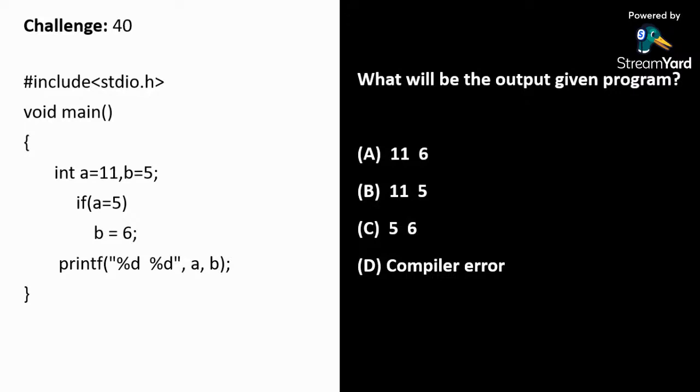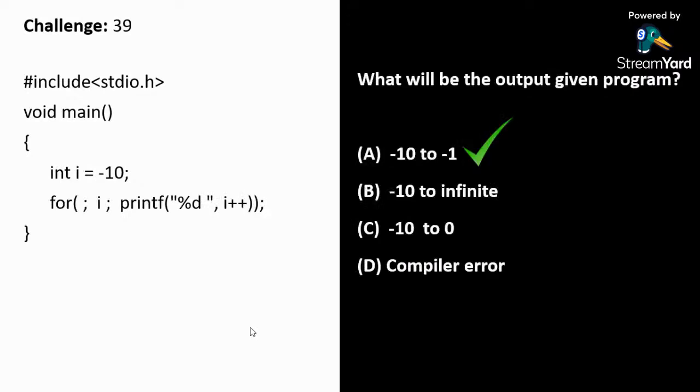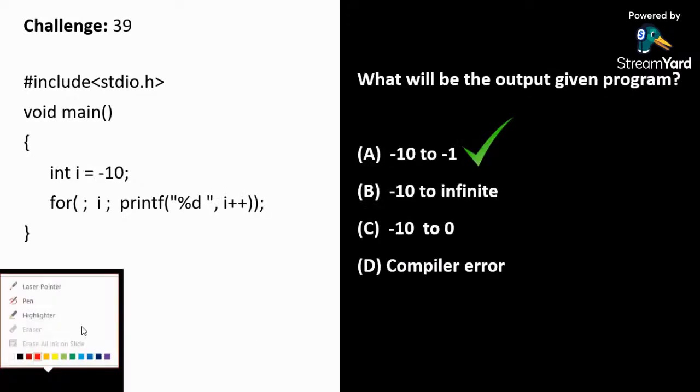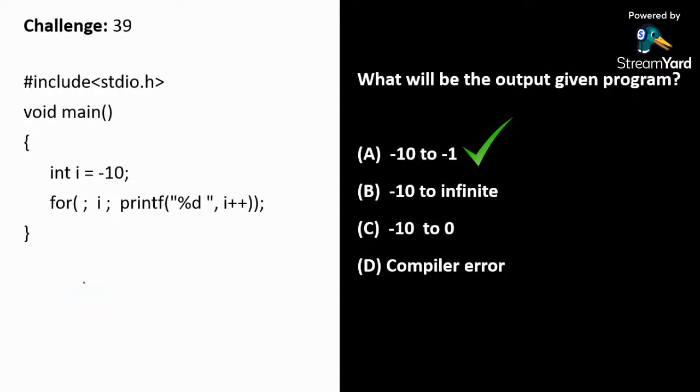Second, can you explain the syntax of the for loop? The previous program, I believe. This one. So how this works is very simple. Initially the value of I is minus 10. There's no initialization, so no initialization happens. Condition is I, so it is minus 10. So printf percentage d I plus plus: minus 10 gets printed and then the incrementation happens.